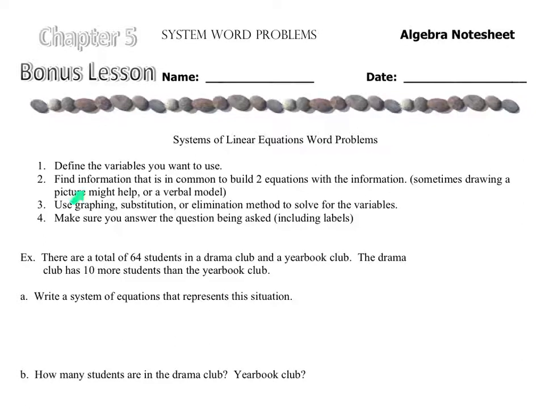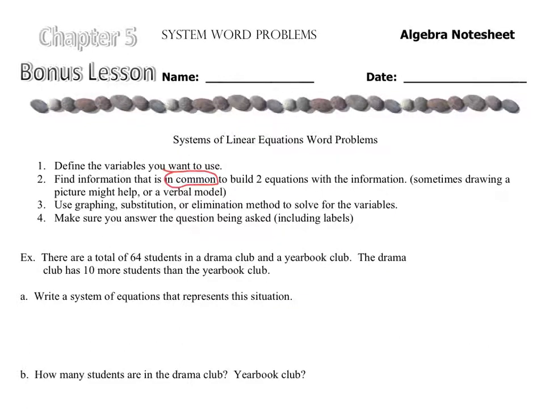Then, this is the tricky part. Find the information that is in common to build two equations. Not easy. It's not always that one information set is in one sentence and the next information set's in a different sentence. Sometimes it is, but not always. But it's important to try to come up with some common things to help build two equations. So things in common are big. Sometimes pictures, drawings, or some kind of a verbal model might help. And again, it really comes down to your personal preferences on how this works.